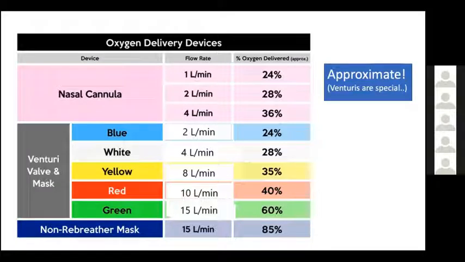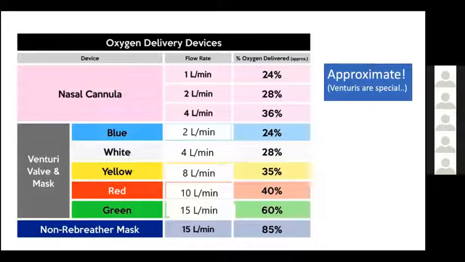So if you think of a patient who's getting 15 litres, say, via a non-rebreathe mask, there's 15 litres of oxygen going into that system each minute. So if the patient's minute ventilation, so the amount of air that they're breathing per minute, which is a product of the tidal volume and the respiratory rate, if that's also 15 litres, then we can roughly assume that they'll be breathing 100% oxygen.